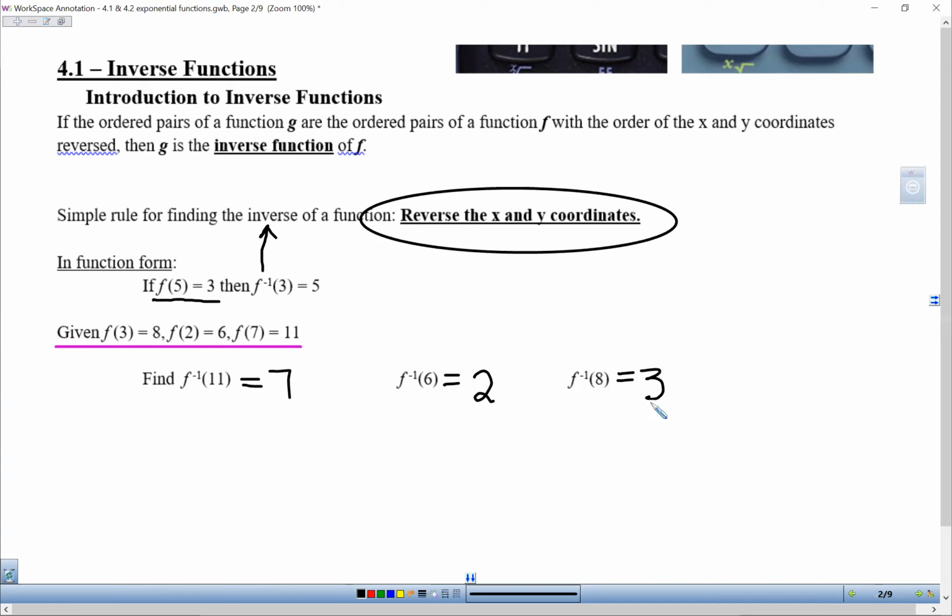And some of you might be looking at this and saying, that's really simple. And I'm going to say, yes, it is really simple. Don't overcomplicate it. This is a very easy section.